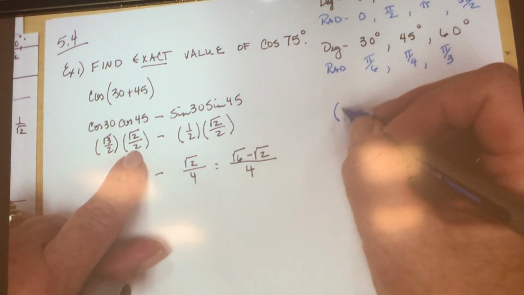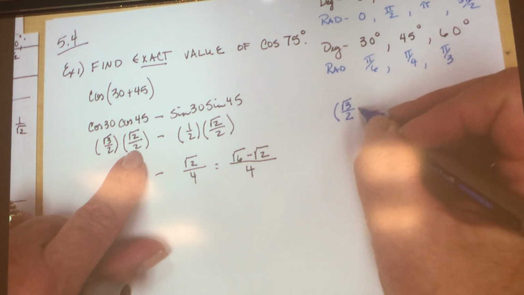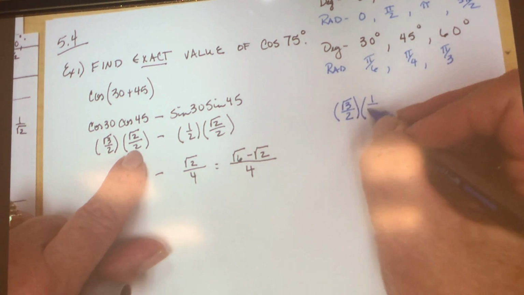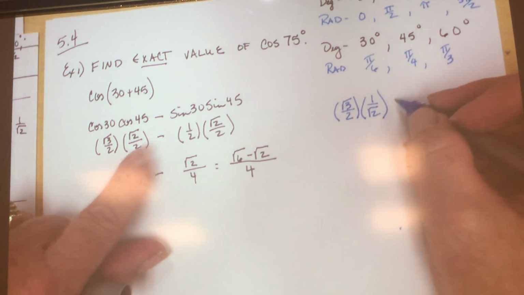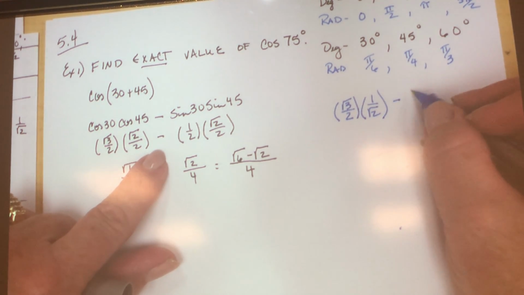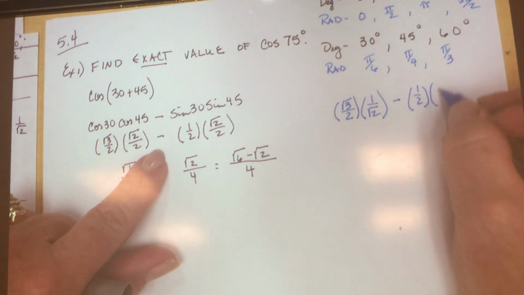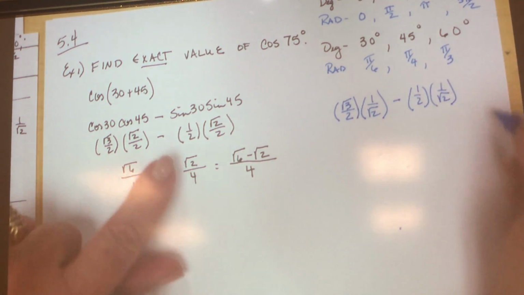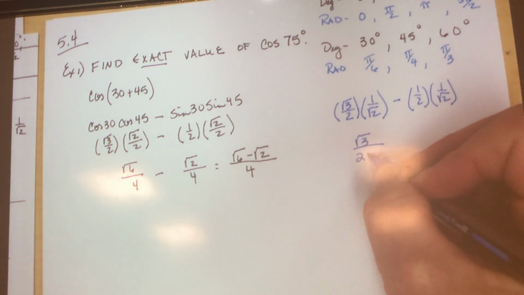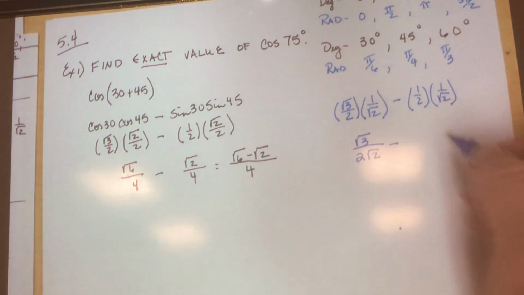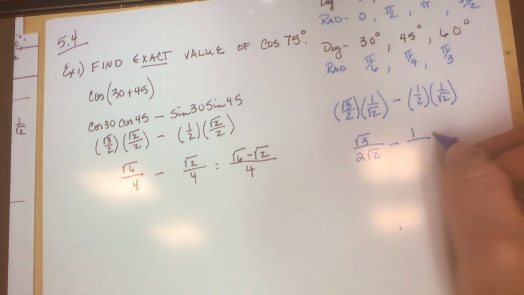Okay? This would be the square root of 3 over 2 times 1 over square root of 2. Are you with me? Then you'd have to do the minus, whole, 1/2 times 1 over square root of 2. All right, top times top, right over 2 square root of 2. Minus, top times top, bottom times bottom, 2 square root of 2.